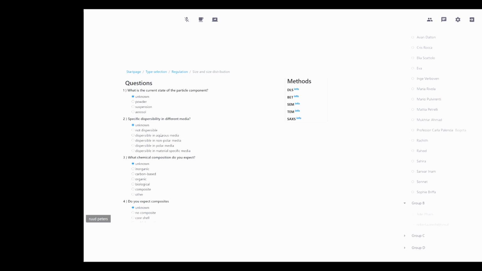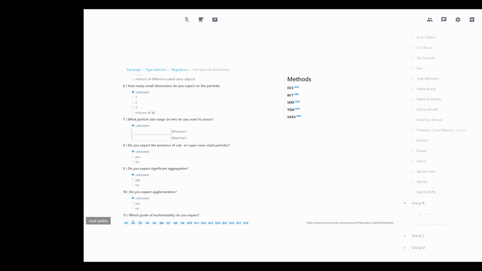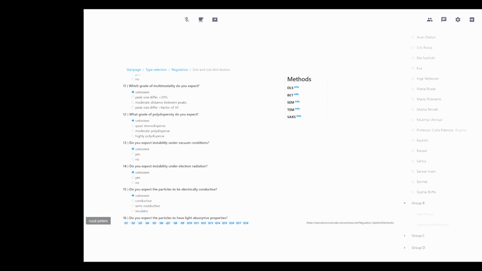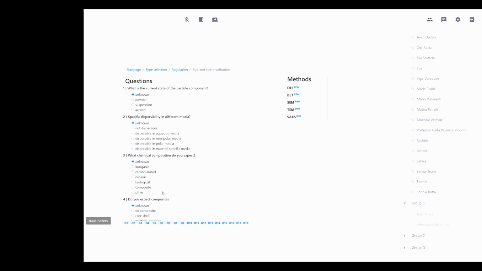So we have a list of questions here. I have to move this a little bit further. Then you can see these questions are also listed here at the bottom. Each time you answer a question, the label here will turn green, showing you that you already did this. But you can also use this to maneuver through the questions very quickly. You can also scroll to them in this way.